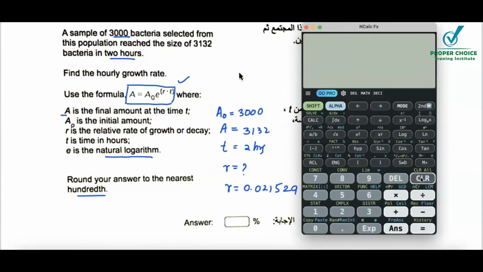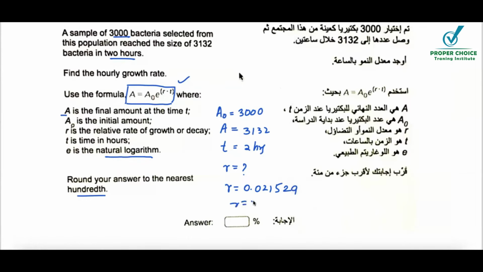Okay, so 0.02152 times 100 gives us 2.152. So that is r equal to 2.152%. As they told us, round it to the nearest hundredth. After rounding, r is equal to 2.15%. So I should write 2.15 as the right answer to this question.